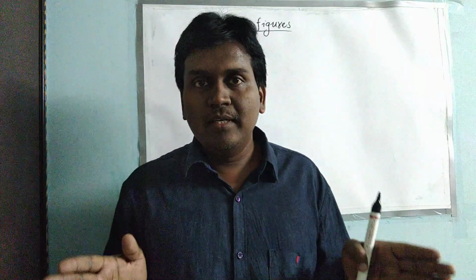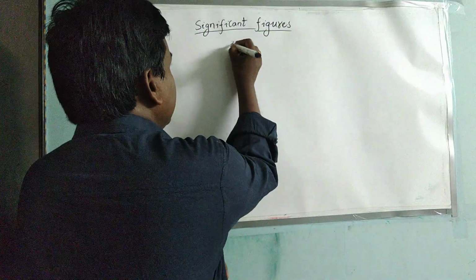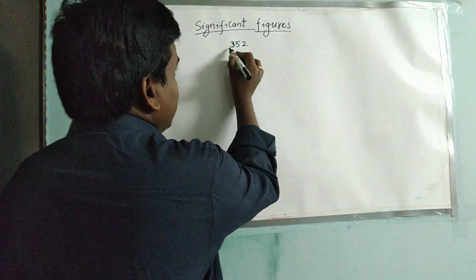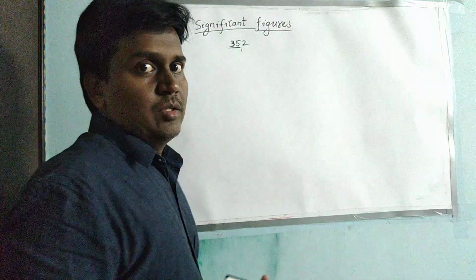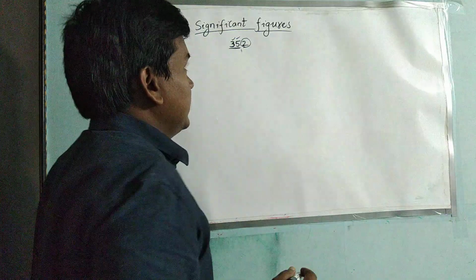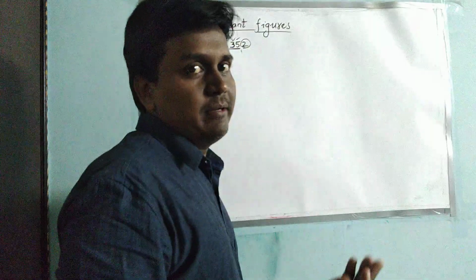For example, if you are considering the distance between two cities, the distance is 352 or 353. That means we are saying that up to 350 the distance is correct. So these two are certain, and here we have doubt on this. It may be 352 or around 355 like that.